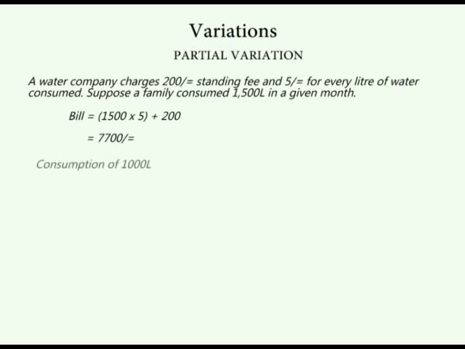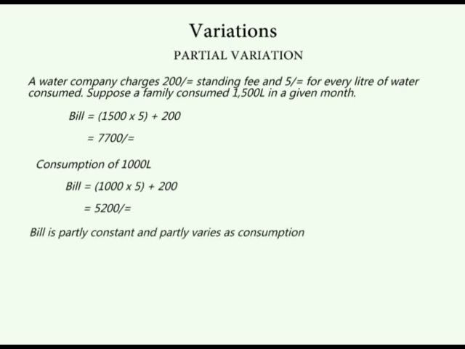What if they consumed 1,000 litres? Bill will be equal to 1,000 times 5 plus 200. That gives us 5,200. In both cases, two things don't change: the standing fee, 200 shillings, and the charges per litre, 5 shillings. We say that the bill is partly constant and partly varies as the consumption.